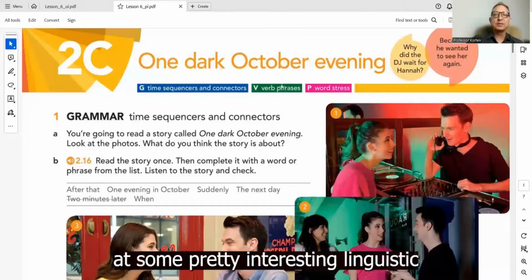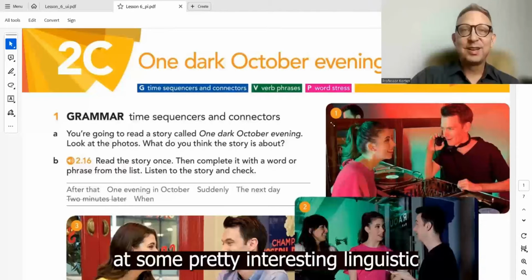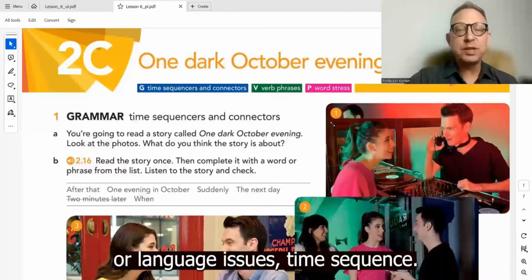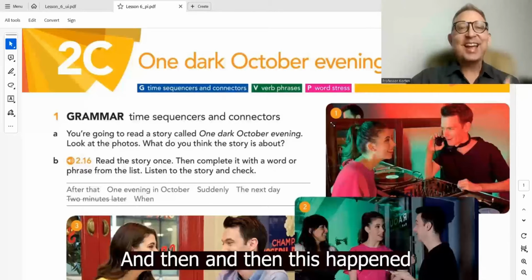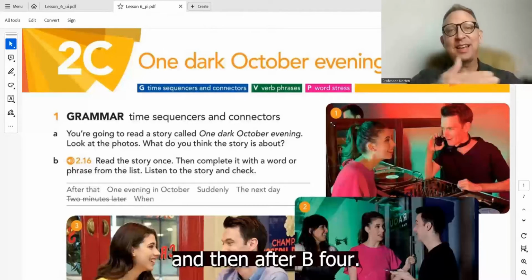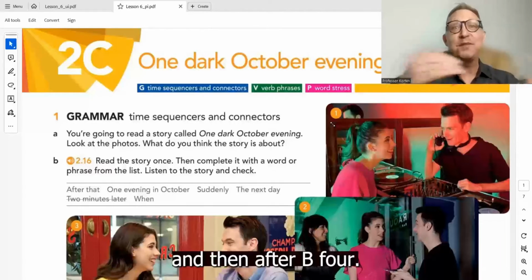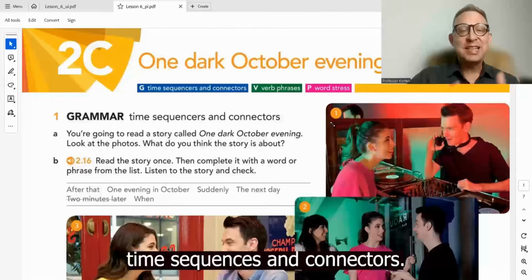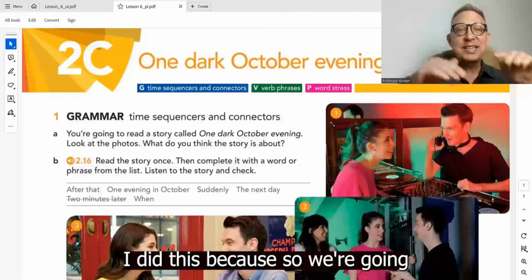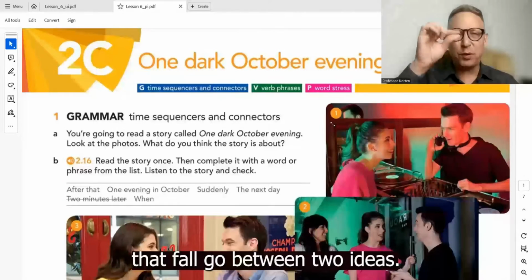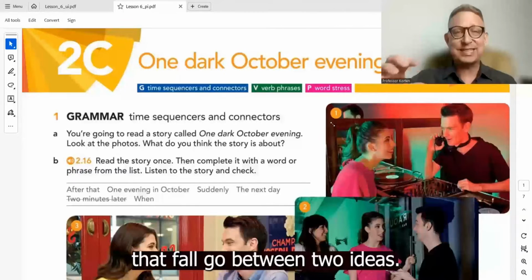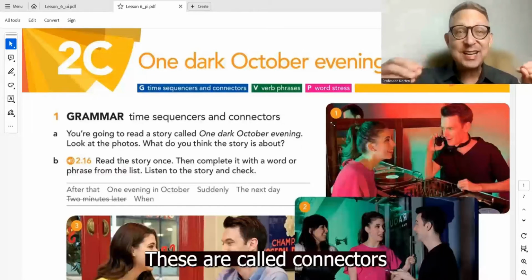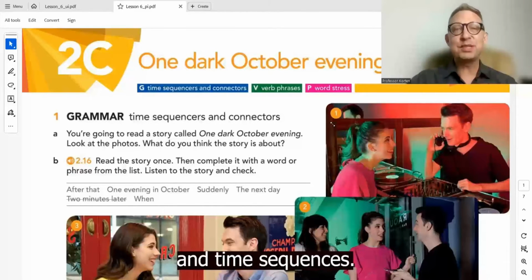We're going to look today at some pretty interesting linguistic or language issues: time sequences, and then this happened, then, after, before. So we're going to look at time sequences and connectors. I did this because. So we're going to look at words that go between two ideas. These are called connectors and time sequences.